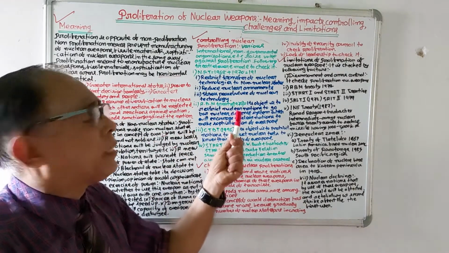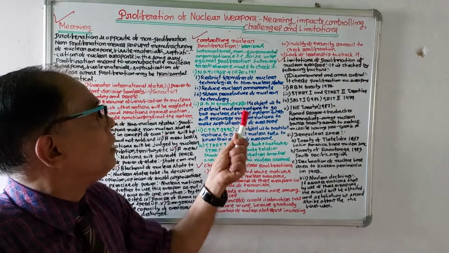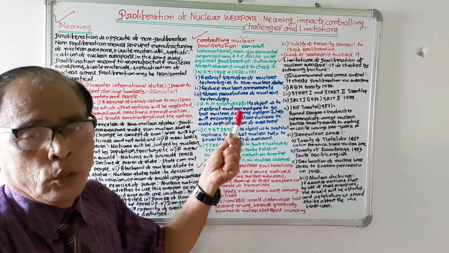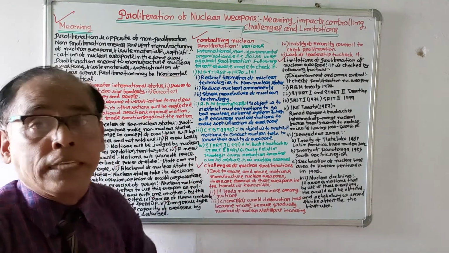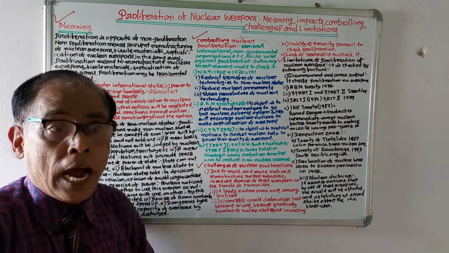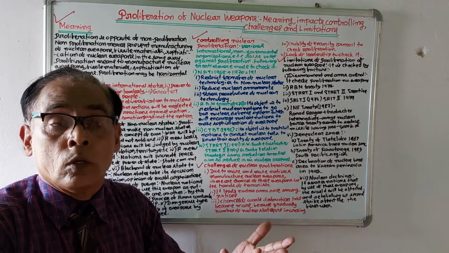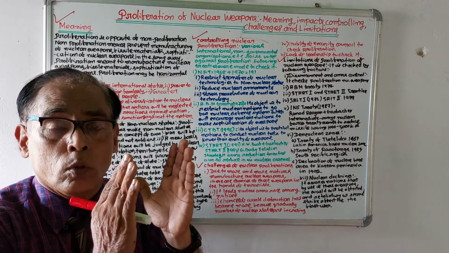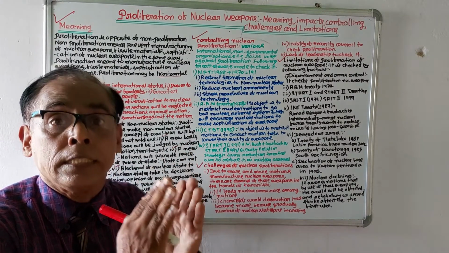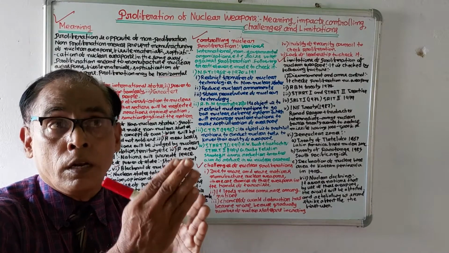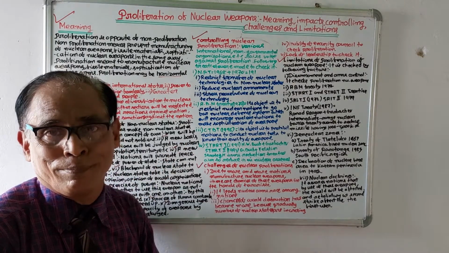Number two, the ABM treaty, the anti-ballistic missile treaty, was signed in 1972. The object of the anti-ballistic missile treaty is that it encourages nations not to take precautionary steps against nuclear missiles.